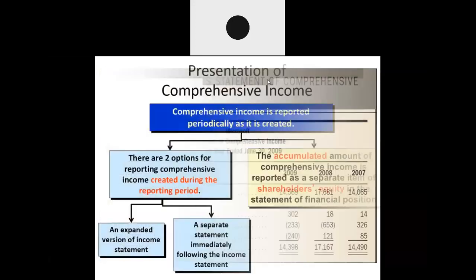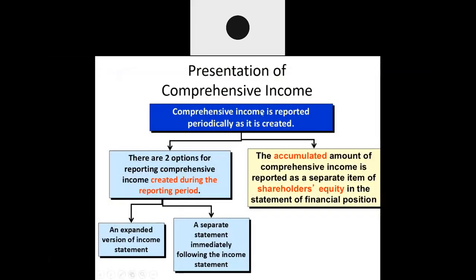Next, the presentation of a comprehensive income statement. You have to present or report the comprehensive income periodically, which means every accounting period you have to report the comprehensive income. There are two options to report comprehensive income that is created during the accounting period. The first one is an expanded version of the income statement, and the second option is a separate statement, which immediately follows the income statement.